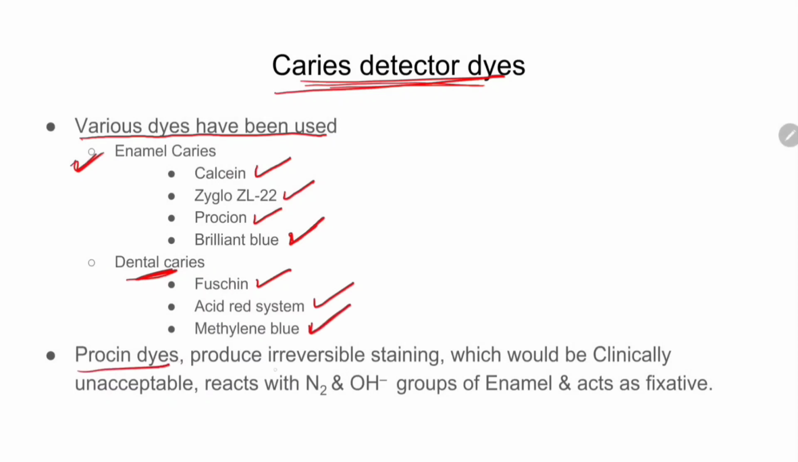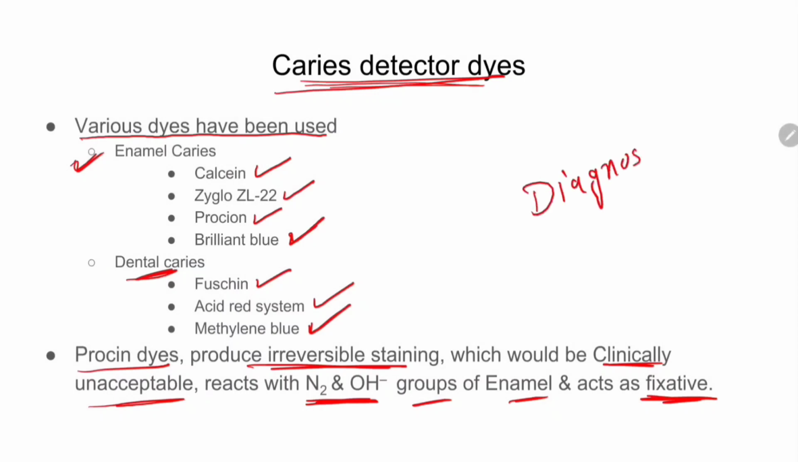Procion dyes produce irreversible staining, which would be clinically unacceptable. It reacts with NH2 and OH- groups of enamel and acts as a fixative. So, we are using these dyes to diagnose a disease, or we can say caries. We are not promoting destruction of any tooth structure. So, this procion dye is not acceptable.